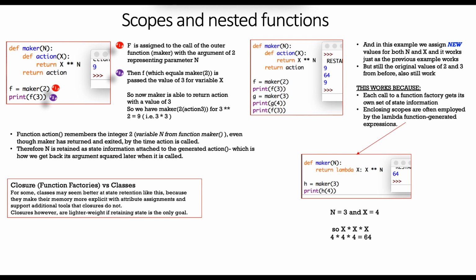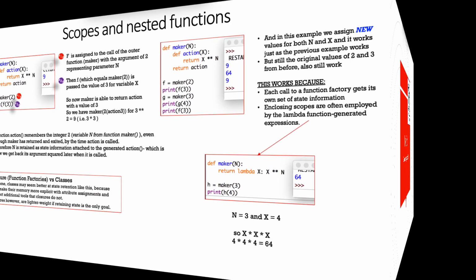Enclosing scopes are often employed by the lambda function generator expression, as you see in this example here. We have maker again, and then we have return lambda x: x to the power of n. So we do the same thing. h equals maker(3), and we pass h the value of 4. So n equals 3, x equals 4. So x times x times x, or 4 times 4 times 4, brings back 64.